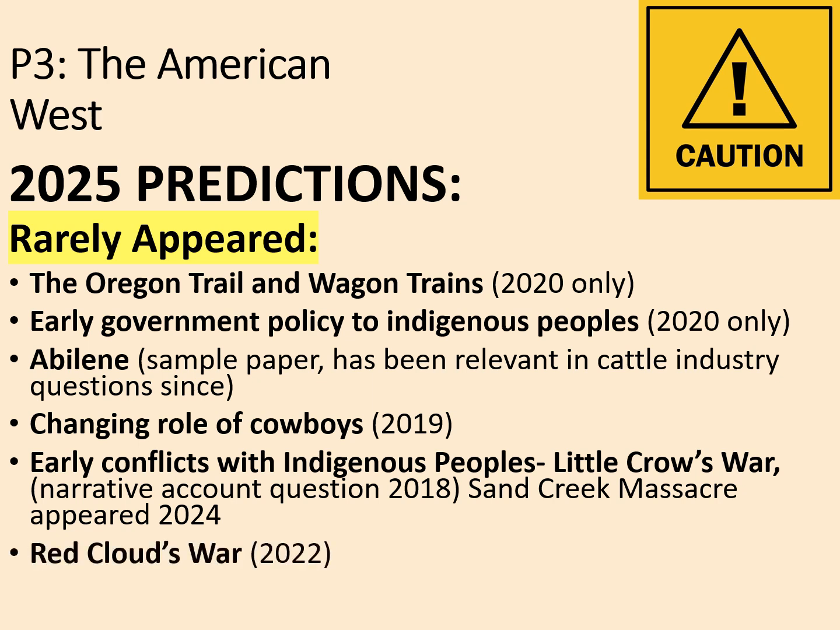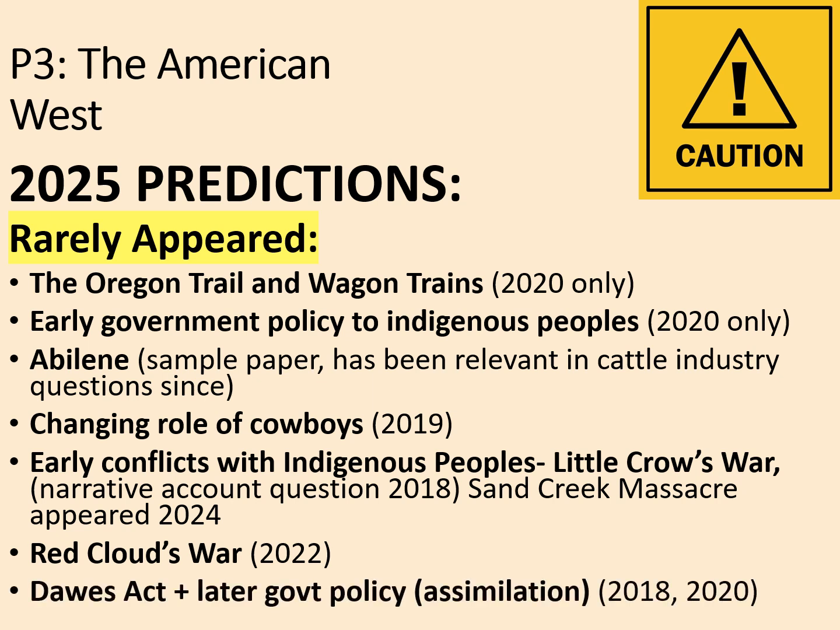Related to that would be Red Cloud's War. Now that's related to the Fort Laramie Treaty of 1868 as well, but maybe it is time to revisit that one there as well. It's been about 3 years since it's been in. And then we've got the Dawes Act and later government policy, including assimilation. This has only appeared in the very first exam, 2018 and 2020, which has hardly been looked at all.